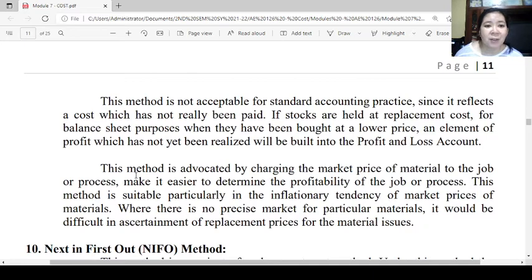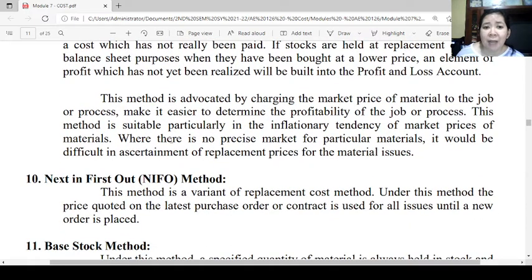Okay, so this method is not acceptable under our standard since it reflects a cost which has not really been paid, because we are using historical cost. If stocks are held at replacement cost for balance sheet purposes when they have been bought at a lower price, an element of profit which has not yet been realized will be built into the profit and loss account. This is the reason why this method is not acceptable. This method is also advocated by charging the market price of material to the job or process, and it will make it easier to determine the profitability. However, it will have a problem later on in determining the profit or loss.